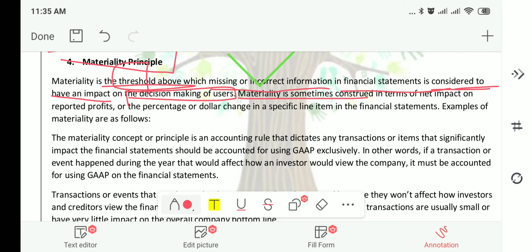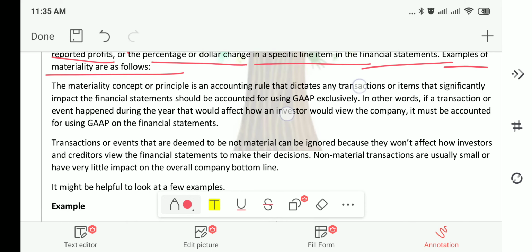Materiality in terms of net impact on reported profits, or the percentage or dollar change in a specific line item in the financial statements. Examples of materiality are as follows. See, the materiality concept or principle is an accounting rule that dictates any transactions or items that significantly impact the financial statements should be accounted for using GAAP exclusively.